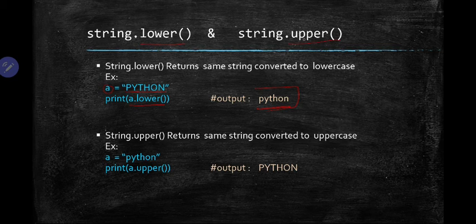Similarly, we have a function named upper, and as the name suggests, it will convert all the lowercase available in the string into uppercase. So again we have this string Python as lowercase, and when I use this function a dot upper, it will give output as upper. All the characters have been converted into uppercase.